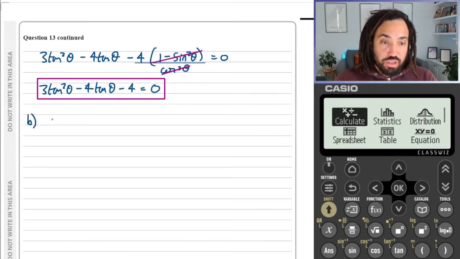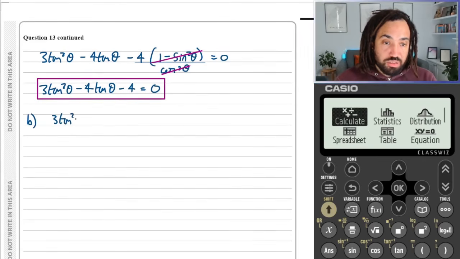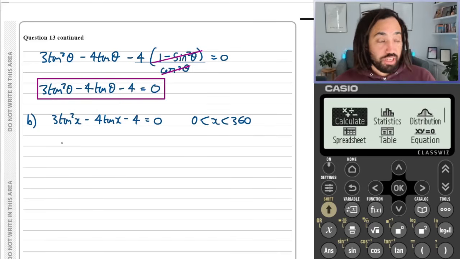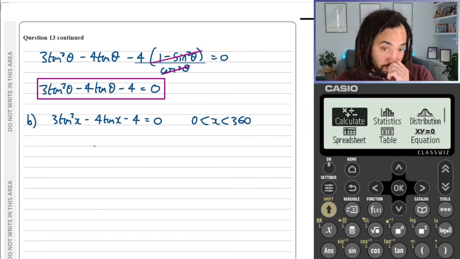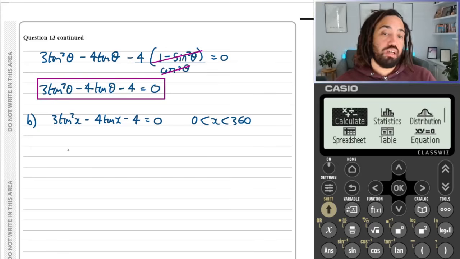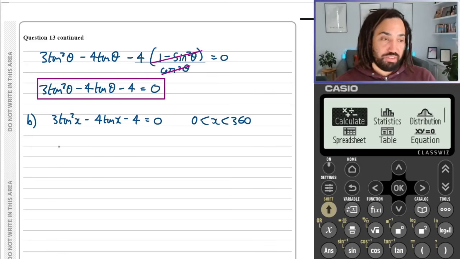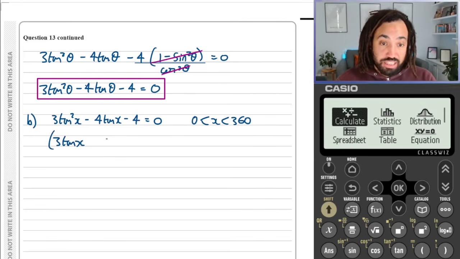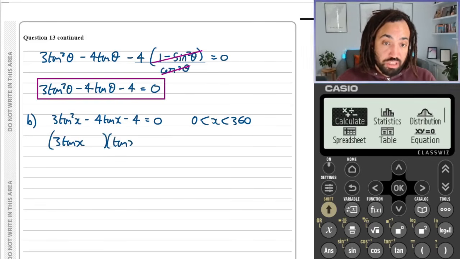So part B, we are solving 3 tan squared x minus 4 tan x minus 4 is equal to 0 between 0 and 360. Okay, so this is a quadratic which we can factorize. We don't actually have any marks for factorizing, so we could just use our calculator to solve this.